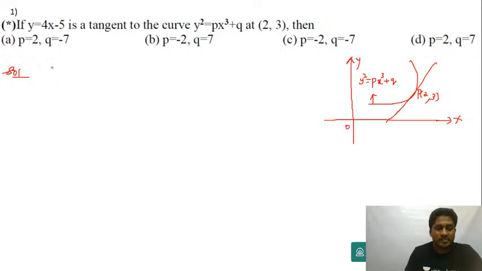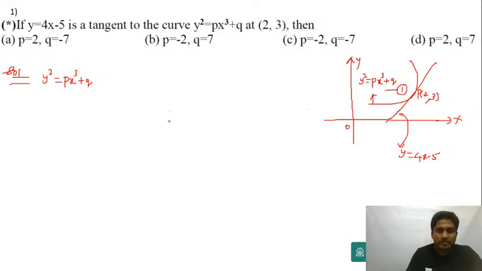Right, so let me differentiate this. The tangent line is also given: y equal to 4x minus 5 is a tangent to the curve y square is equal to px cube plus q. What should be the values of p and q? So I'm going to take y square is equal to px cube plus q. Let's call this equation 1.